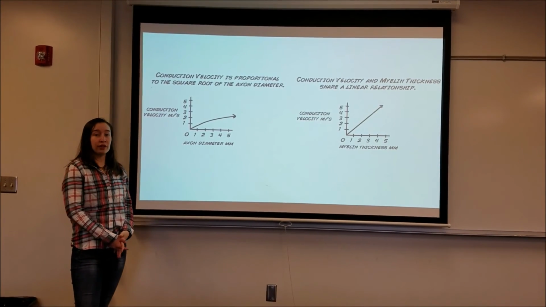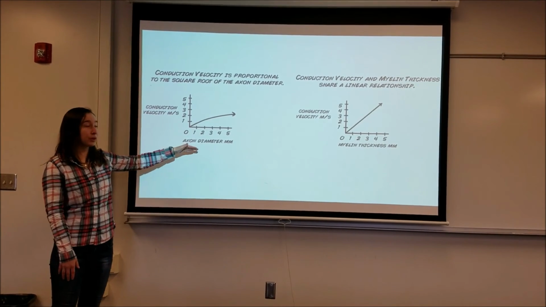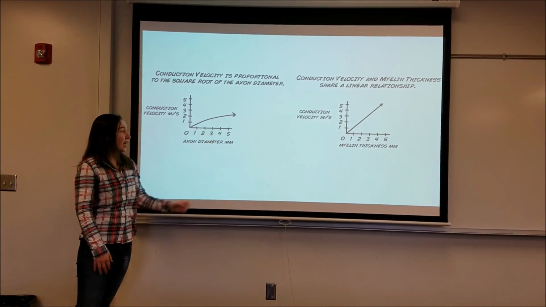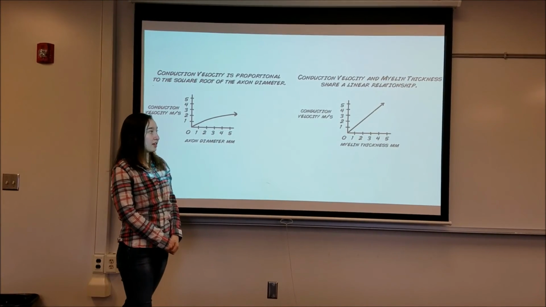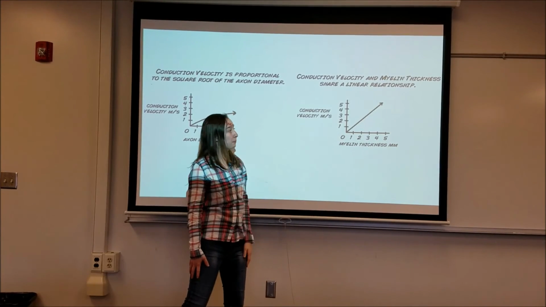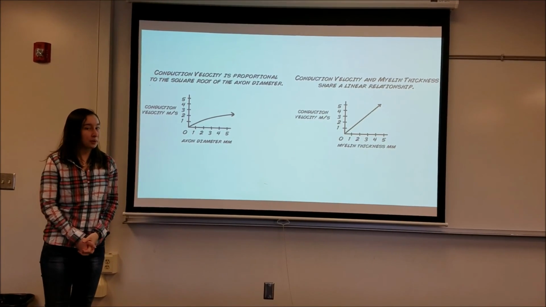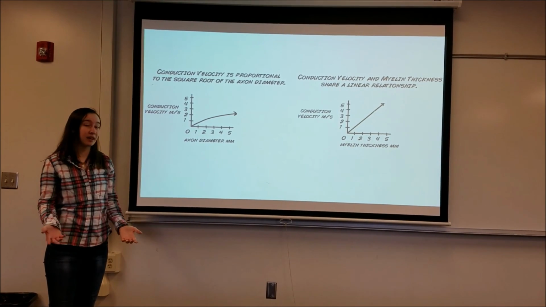Looking at that a little further and graphing it, the conduction velocity is proportional to the square root of the axon diameter, and the conduction velocity and the myelin thickness have a linear relationship as shown here. And so that tells you a little bit about the earthworm, and you will find out more in your lab.